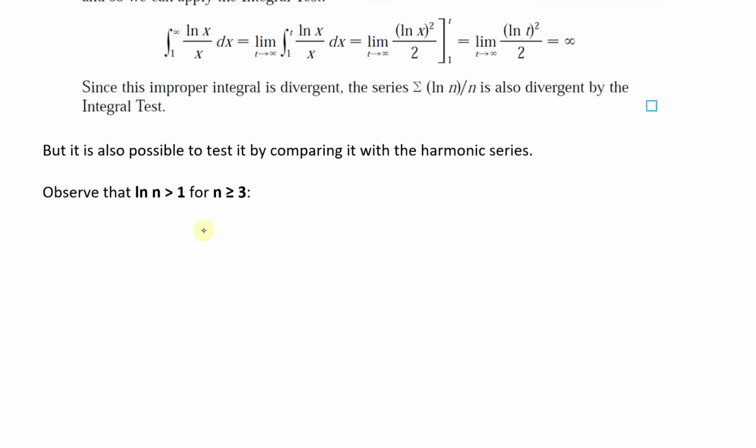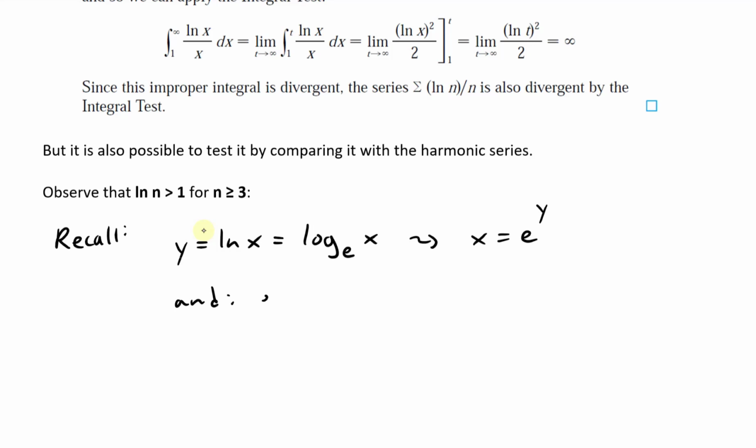So what we'll do is first recall inverse functions. We have the function y equals ln x. This just equals log base e of x, and what this is actually solving is a power where the base is e. So this is basically solving the equation x equals e to the y. And also recall that e is equal to 2.718, and so on and so on. It's just a special number.